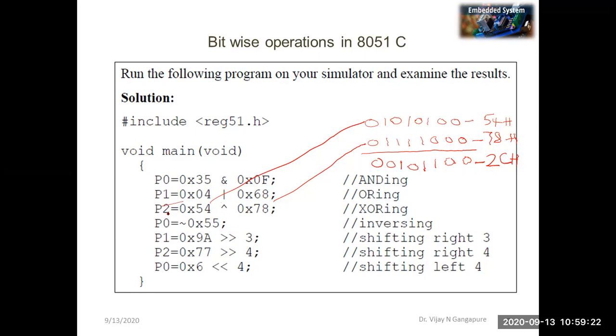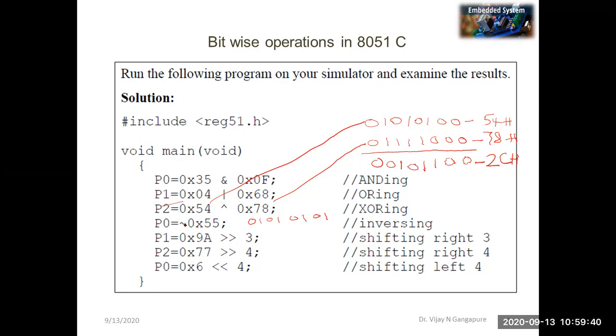Okay. Next is the bitwise inversion operation. So 55 means 0 1 0 1 0 1 0 1.